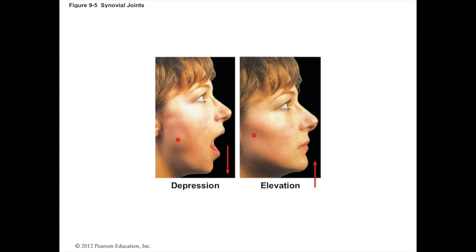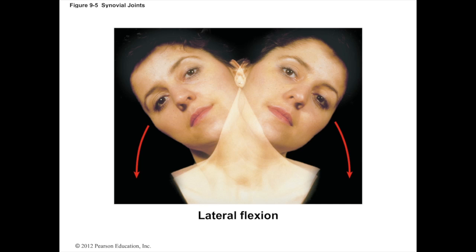So here, depression is the jaw going down. Elevation, the jaw is closed. Lateral flexion of the spine is when your neck and your head move side to side.